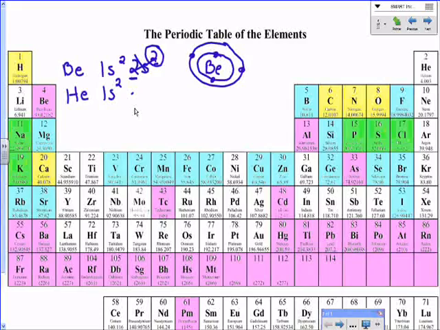So things like beryllium, once they give away their 2 electrons, can act like a noble gas, which makes them more happy and more stable. It does not mean that beryllium has become helium, because it's still got 4 protons, so it's still beryllium, but it means the electrons now are in a more stable configuration.